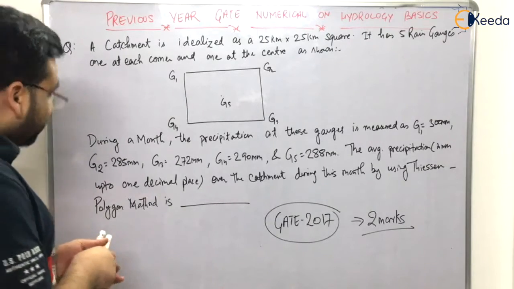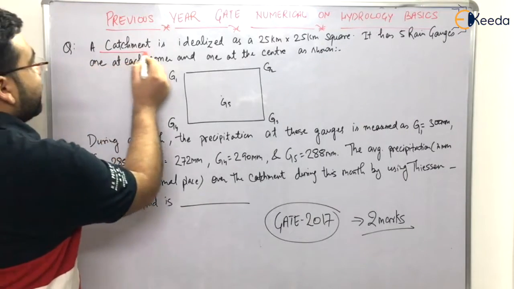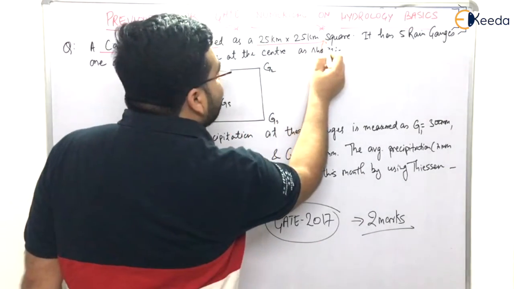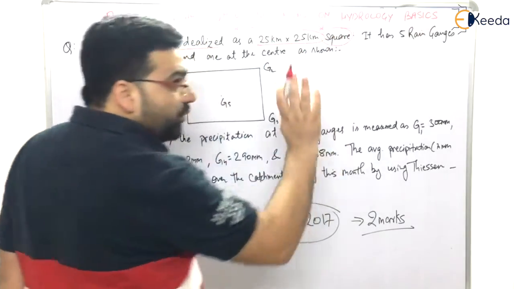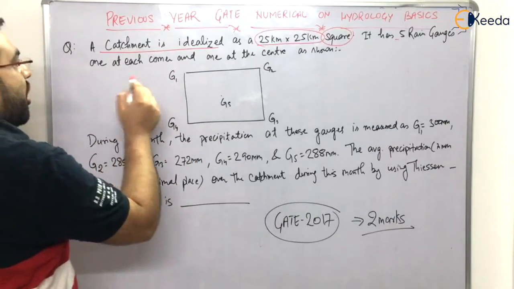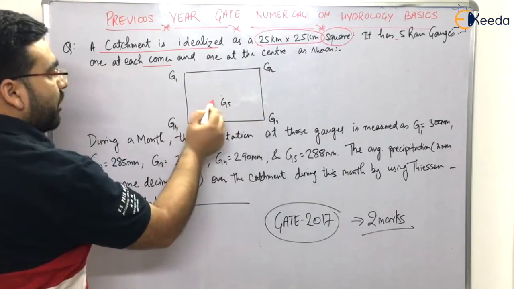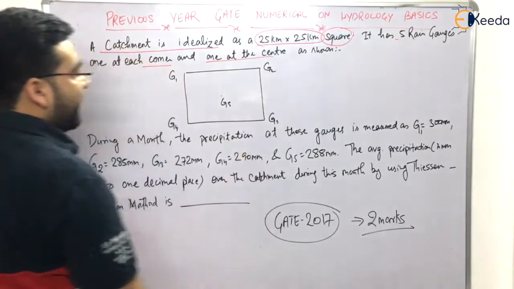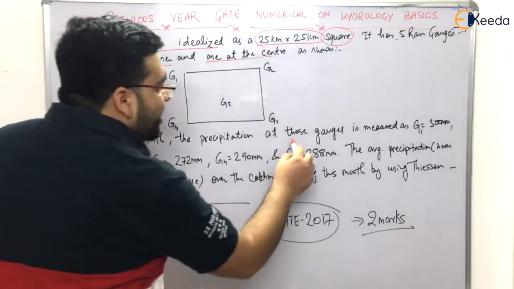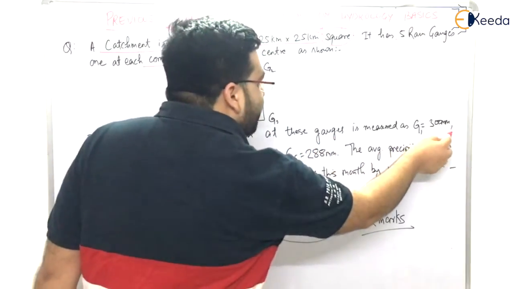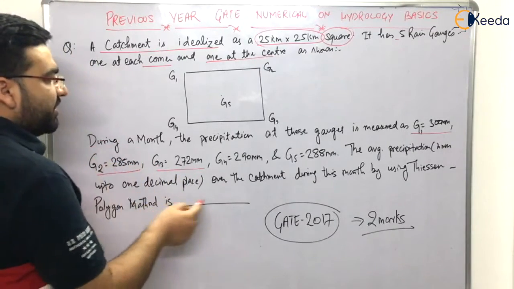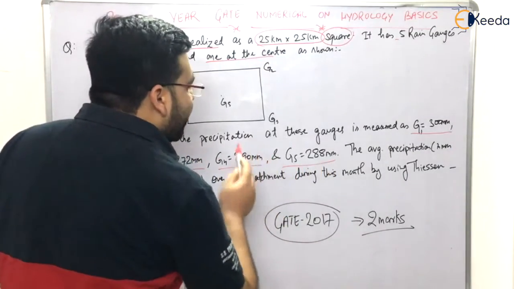A catchment is idealized as a 25 kilometer by 25 kilometer square. So this is a square. It has 5 rain gauges: at each corner we have 1, 2, 3, 4, and one is at the center, as shown in the figure. During a month, the precipitation at these gauges is measured as: for G1 it is 300 mm, G2 285 mm, G3 272 mm, G4 290 mm and G5 288 mm.